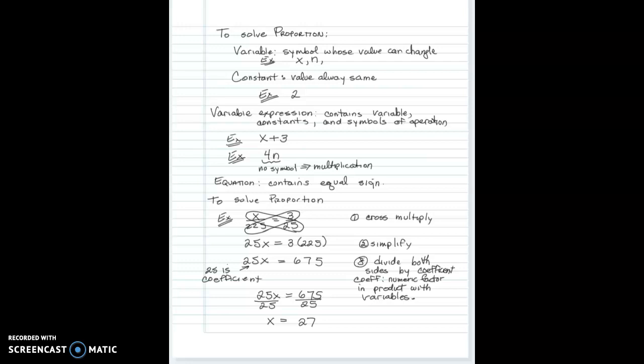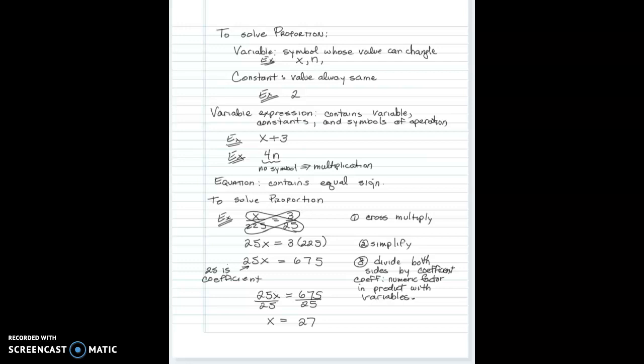The opposite of a variable is a constant. If something's constant, it's always the same. So an example of a constant might be something like 2. Our numbers are our constants. A variable expression contains a variable, constants, and symbols of operation. So an example might be x plus 3. Another example might be something like 4n. But remember, if there's no symbol in between the constant and the variable, it means I'm multiplying. So that's actually 4 times n.